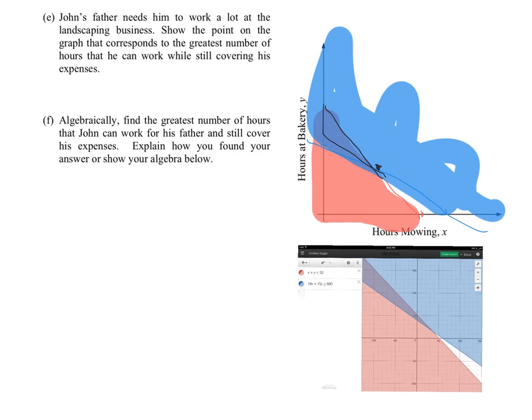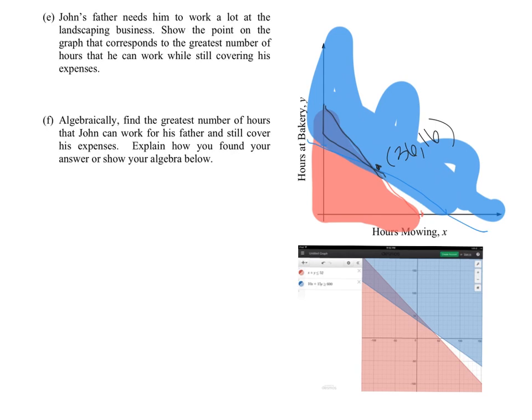And I'm going to switch back to Desmos to find that coordinate point to be able to tell you what that is. And it is 36:16. So that means that he would be working 36 hours mowing the lawn and 16 hours at the bakery and still be making enough money to cover his expenses.